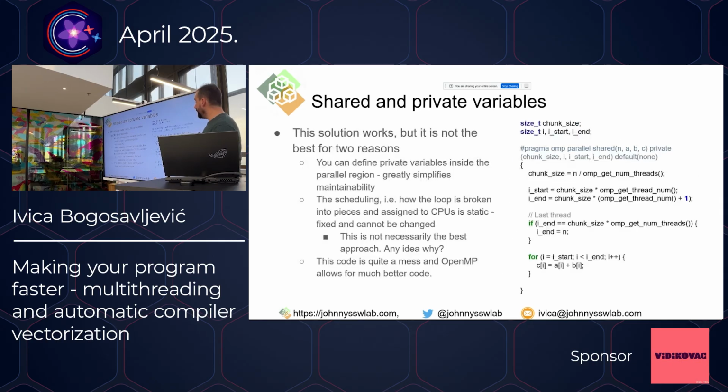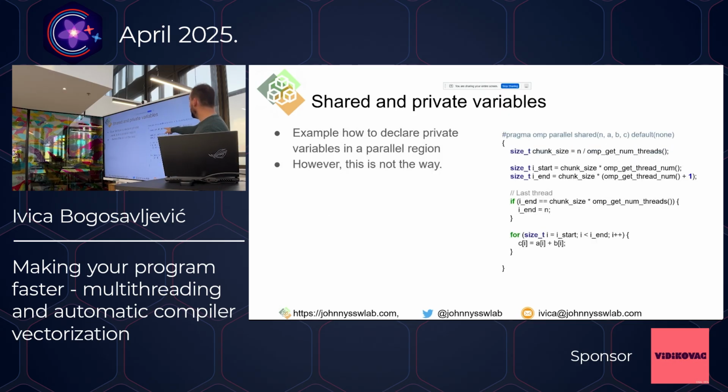Another thing which is really important is that I specify here private variables like chunk size, I start, and I end. But essentially, I don't have to do it. If you declare them inside the parallel region, they will be automatically private, and you don't have to specify them here. And it's much clearer and much simpler to read. Okay, questions?